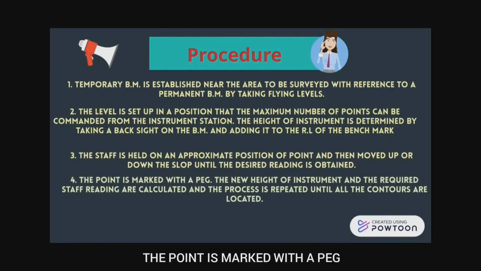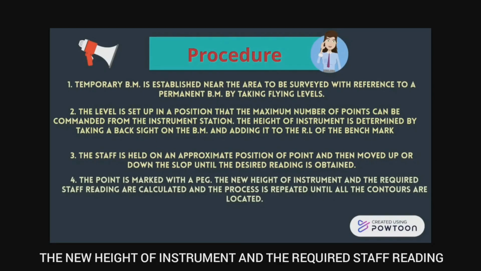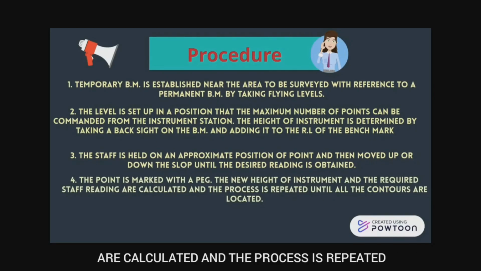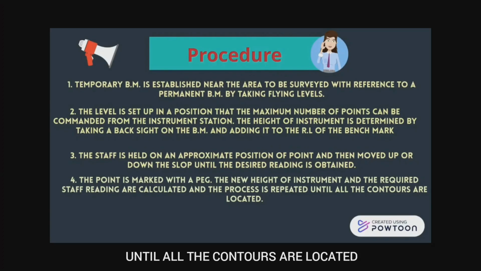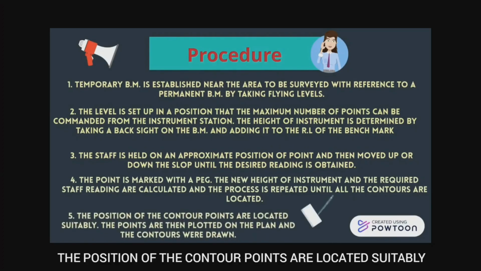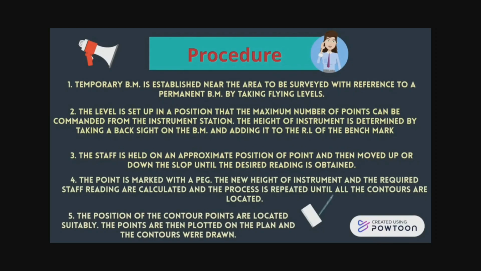The point is marked with a peg. The new height of instrument and the required staff reading are calculated, and the process is repeated until all the contours are located. The positions of the contour points are located suitably. The points are then plotted on the plan and the contours are drawn.